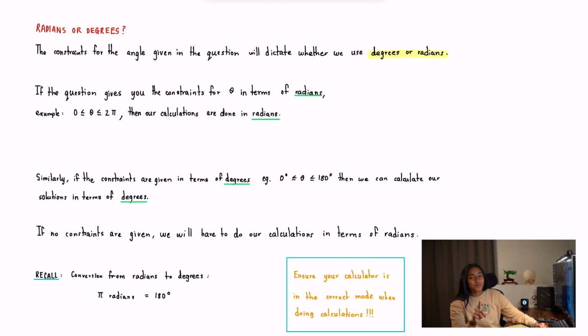But one very important thing: radians or degrees. I think everyone asks that question all the time, and I'm going to answer it now. So the constraint for the angle given in the question will dictate whether we use degrees or radians. If the question gives you the constraints for theta in terms of radians, for example, if we see theta is in between 0 and 2 pi, then our calculations will be done in radians. For degrees, it's the same thing. Similarly, if the constraints are given in terms of degrees, for example 0 degrees and 180 degrees, then we can calculate our solutions in terms of degrees.